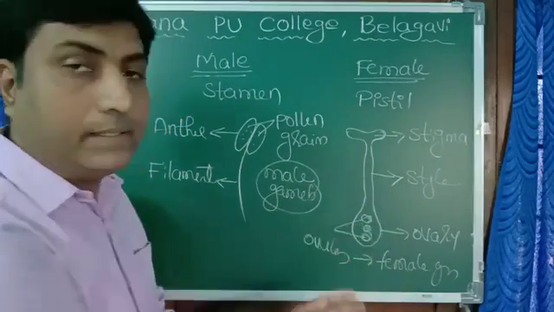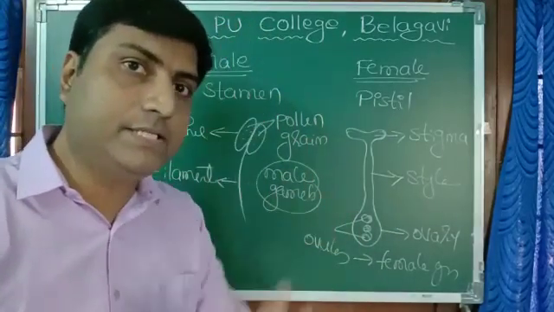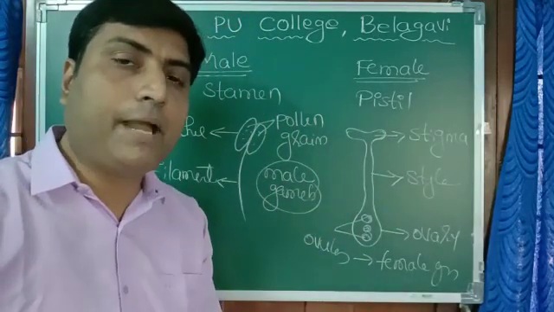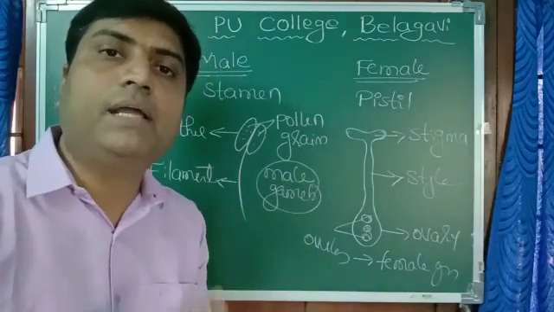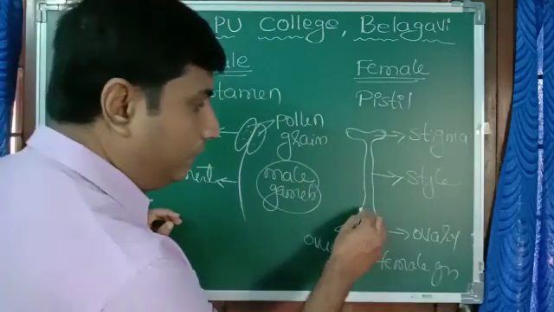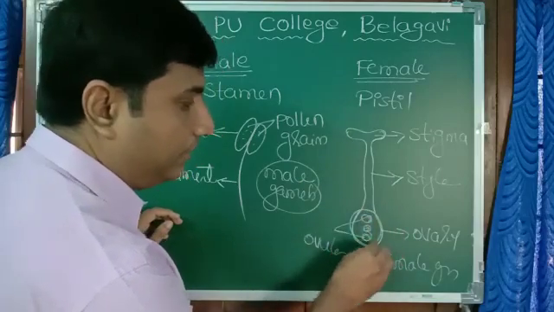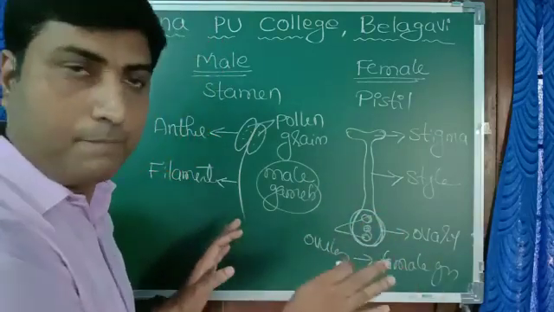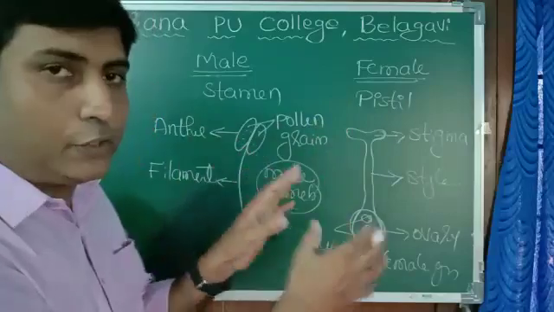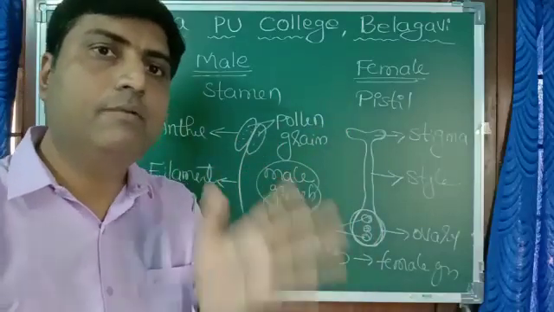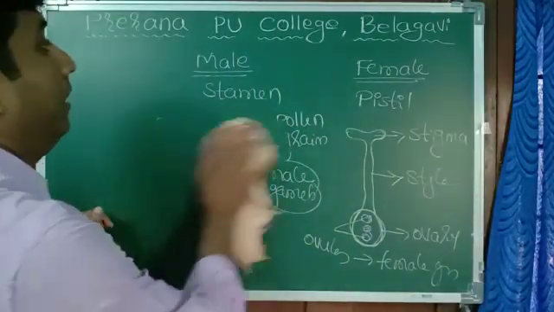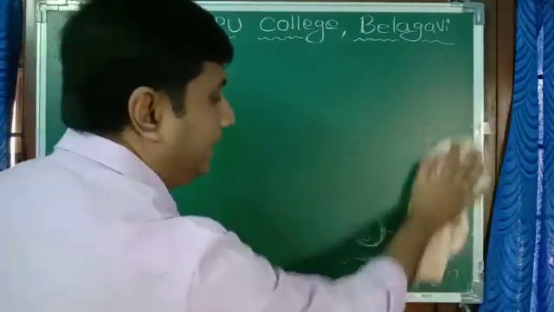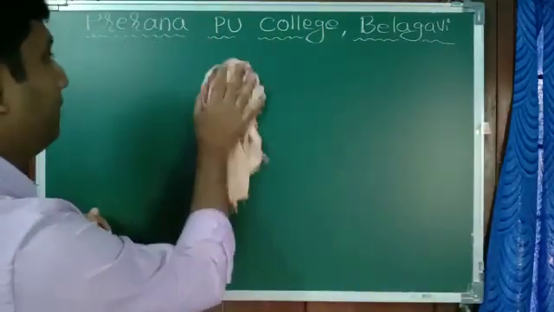If 3 ovules are there, that fruit contains 3 seeds. If 1 ovule is there, like mango, 1 seed. If many ovules are there, many seeds, like papaya, watermelon. And this ovary will convert into fruit. This will become fruit, ovule will become seed. So these are the reproductive structures found inside the flower. That's why in the case of angiosperm, we call it a flowering plant.